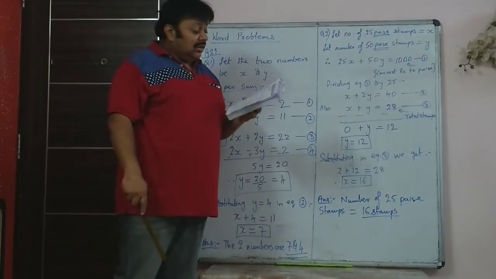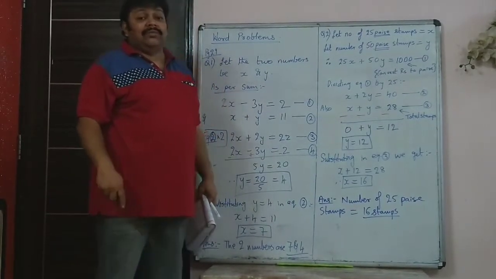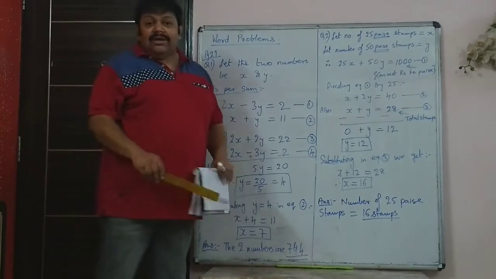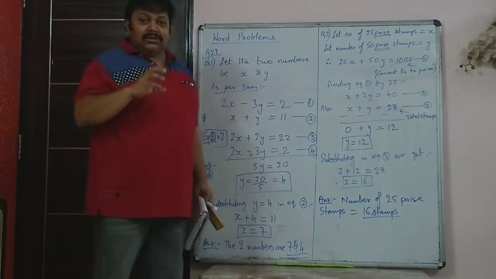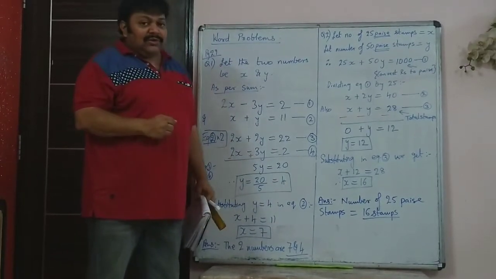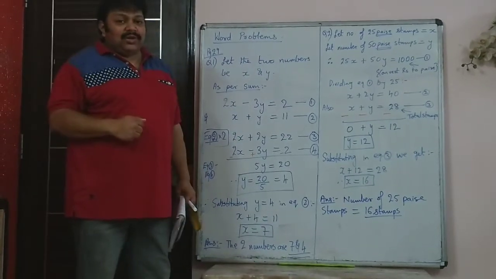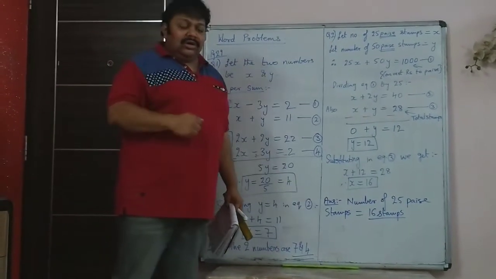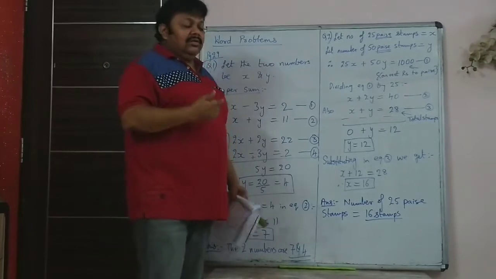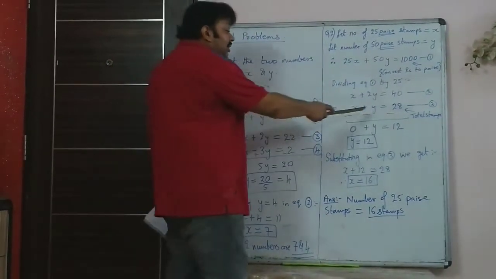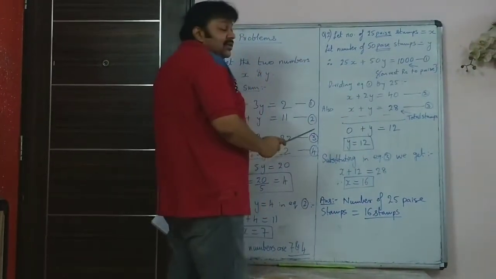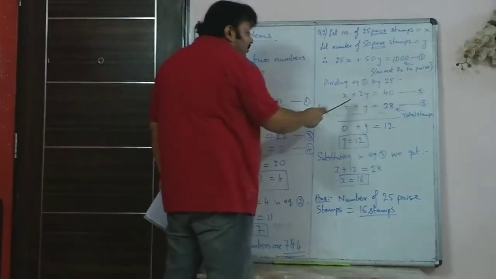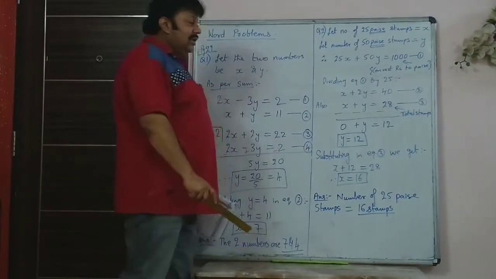Next you are given that he buys 28 stamps in all. In this the value of the stamps are not considered. He's bought some 25 paise and some 50 paise stamps. Total both together is 28 stamps. So x plus y, number of 25 paise stamps plus number of 50 paise stamps is equal to 28.